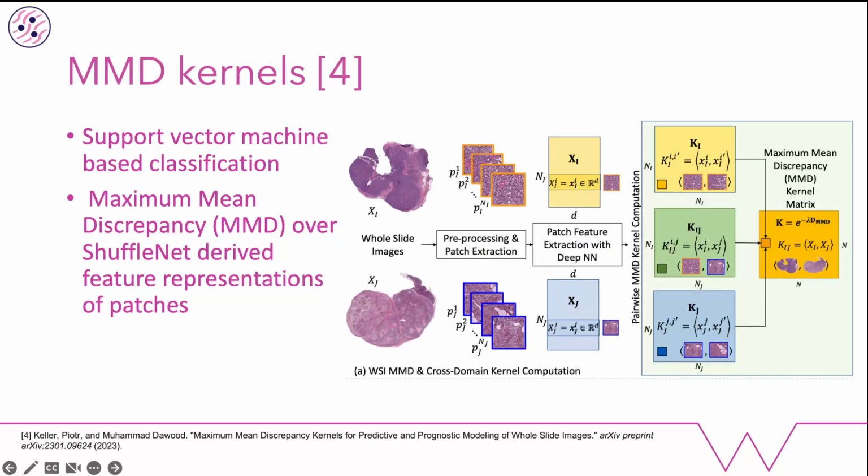For the second predictive model, we used MMD kernels. These are a new form of support vector machine-based classification that construct a whole slide level kernel matrix using maximum mean discrepancy over ShuffleNet-derived feature representations of patches in whole slide images. The important thing to notice here is that these two methods fundamentally work very differently. This means we can marginalize the effect of choice as our results are not specific to one type of method.